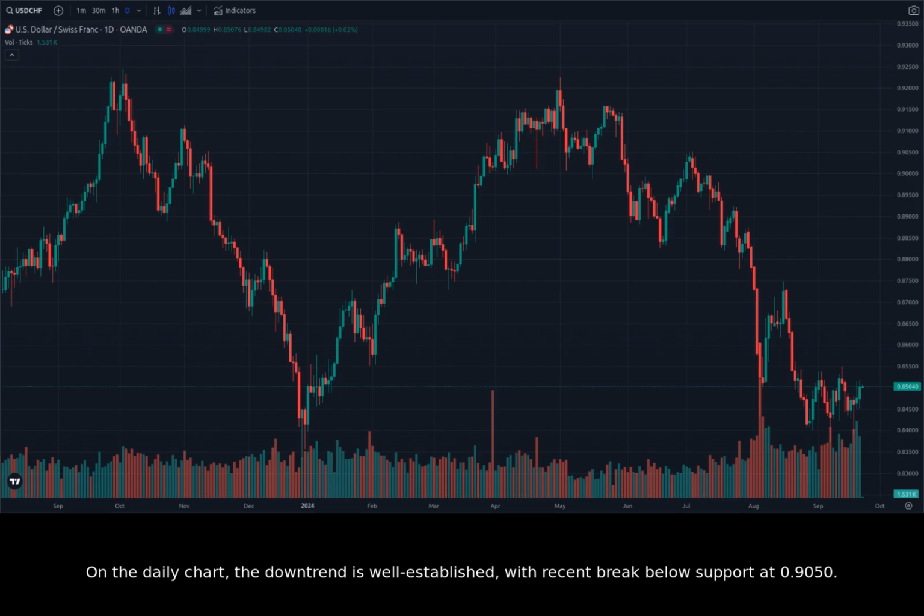On the daily chart, the downtrend is well established, with recent break below support at 0.9050. The 1-hour chart shows choppy trading but remains below the 0.9050 resistance. The 15-minute chart displays a consolidation pattern, indicating a state of equilibrium between buyers and sellers.